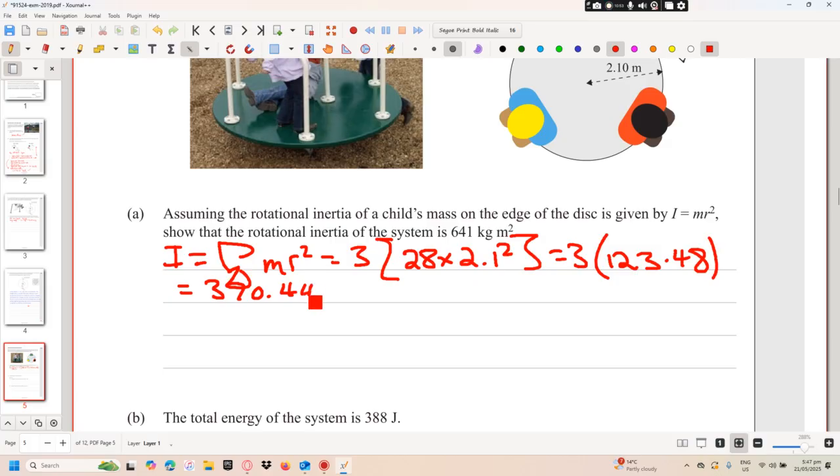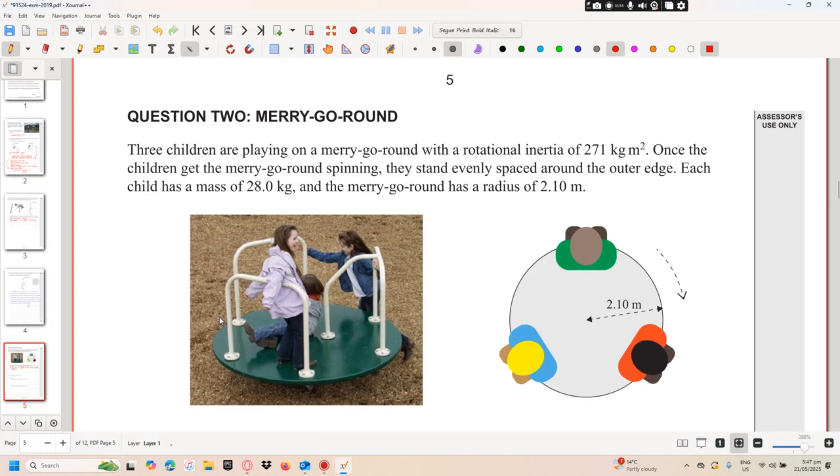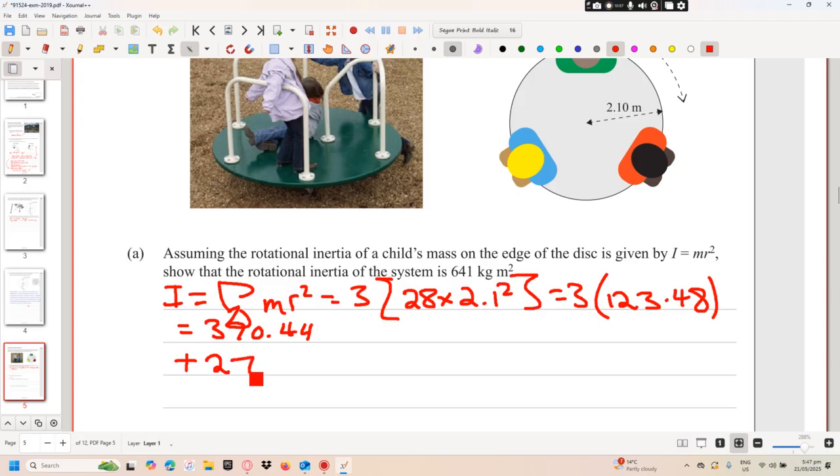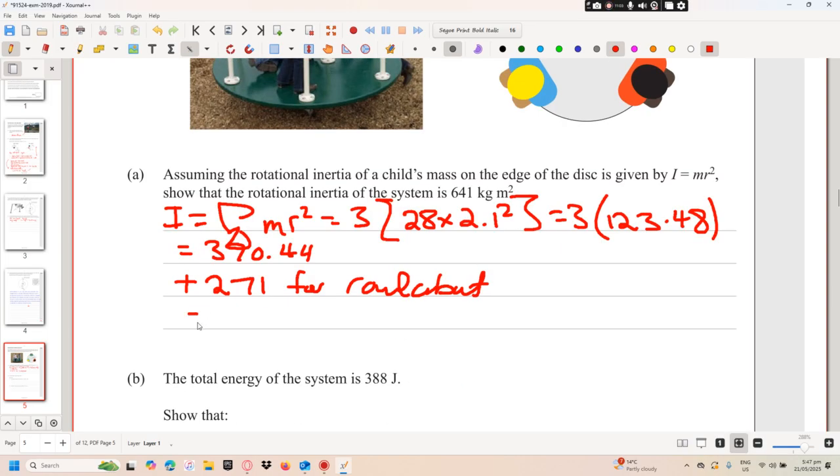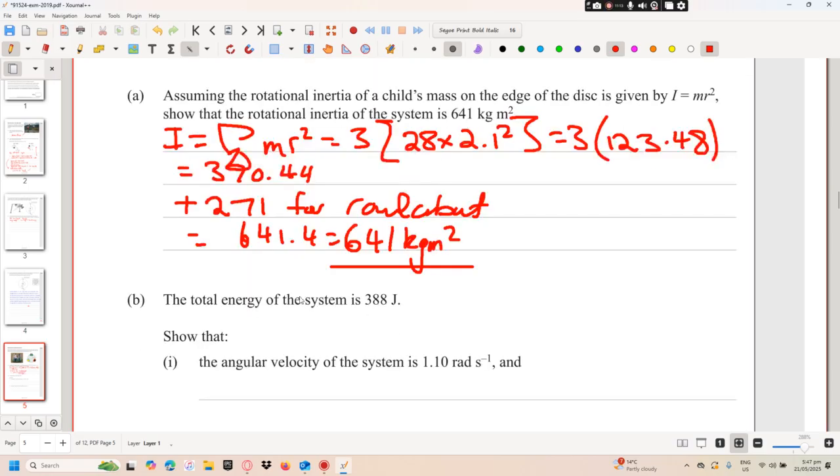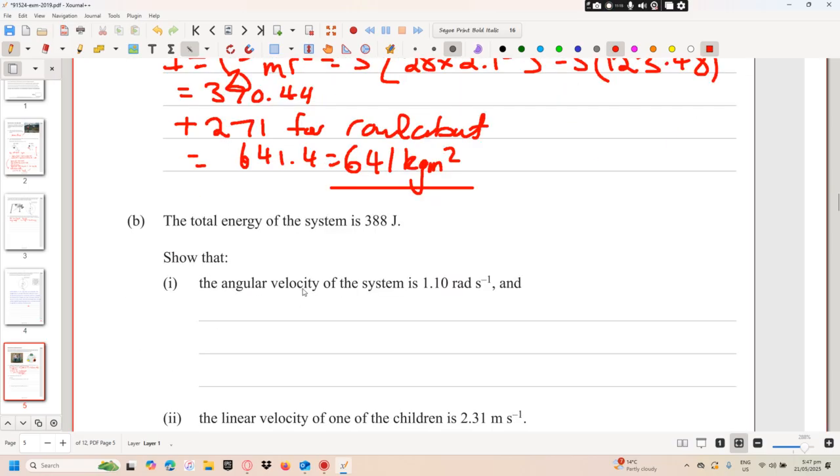Oh wait, that's fine. Plus 271 for the round, about, equals 641.4. The total energy of the system is 388 joules.